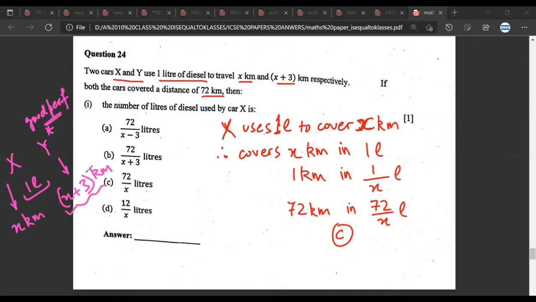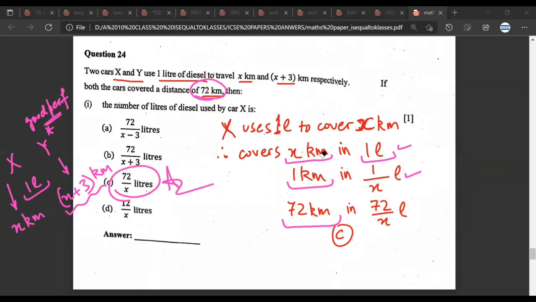Now, number of liters of diesel used by car X. So let us try to understand this. Basically what he is saying is that for X kilometers, petrol used is 1 liter. For 1 kilometer, the petrol used will be 1 upon X liter. But both the cars are traveling the same distance of 72 kilometers. So for 72 kilometers, X would be using 72 upon X liters. I hope it is clear. Let us look at the second part.